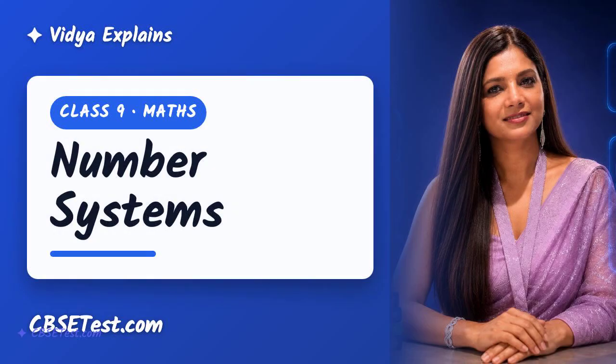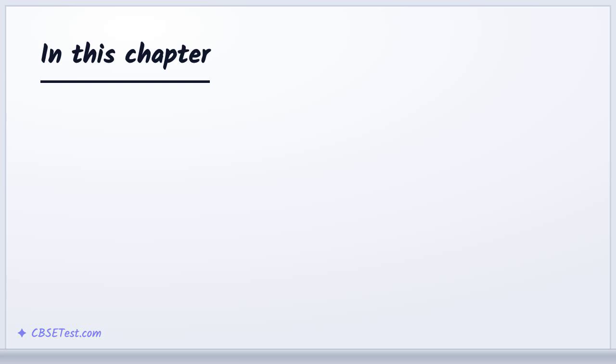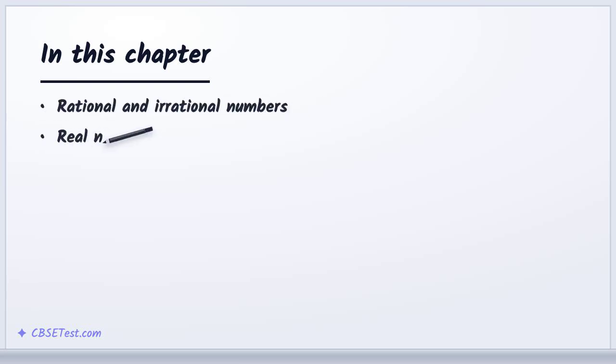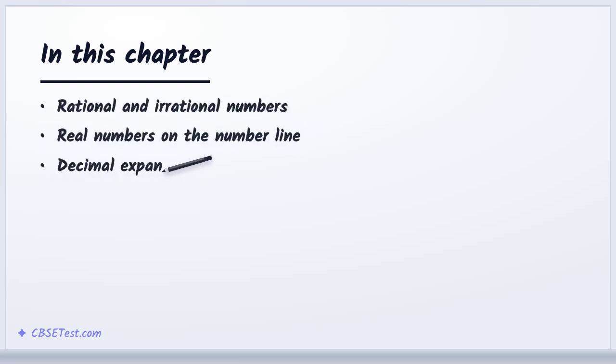Let's learn number systems together, step by step. Welcome. In this chapter, we explore the world of numbers, from the counting numbers you already know, all the way to irrational numbers like root 2. By the end, you'll see how every number finds its own place on the number line.